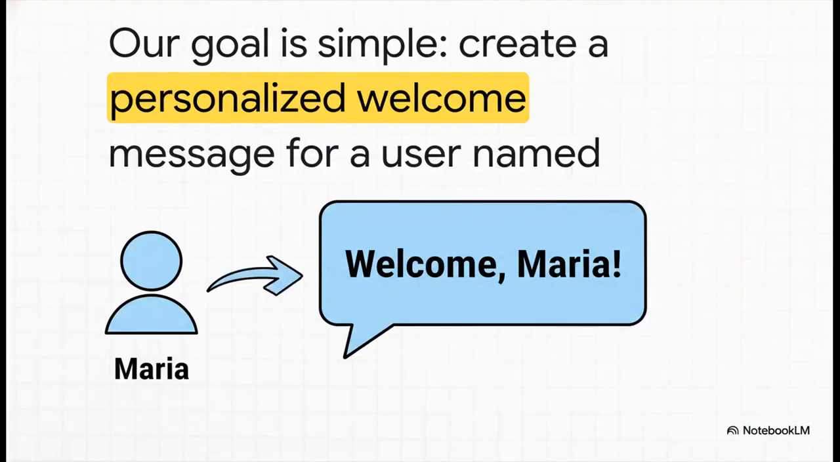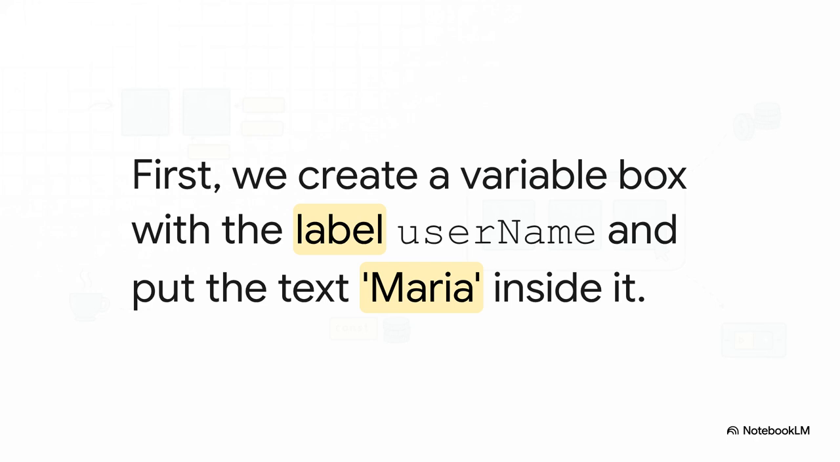So our mission, should we choose to accept it, is super simple. We just want our program to create a personalized greeting. We want it to say, "Welcome, Maria." Okay, step 1. We write this little line of code. The first part, let username, is us telling the computer, hey, make me a new storage box and put a label on it that says username. Simple. Then that equals sign. That's called the assignment operator. It basically tells the computer to take the text Maria and put it inside our new box.